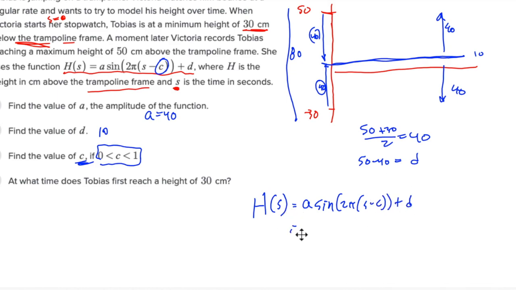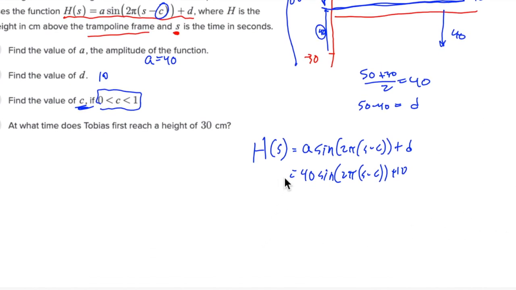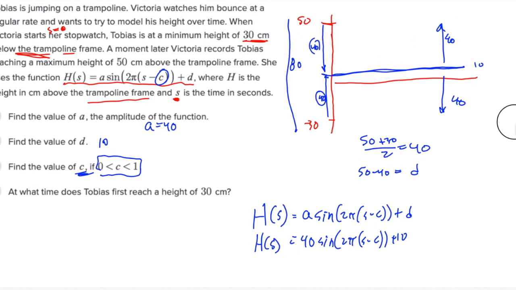Let's fill in what we know. A is 40. We have 2 pi, and then we have s minus c. We don't know those yet, but we do know that D is 10. So now let's start from what's given in the beginning. When Victoria starts her stopwatch, s equals 0. The minimum height is negative 30. So we have s is 0, and then the minimum height, h, is negative 30.